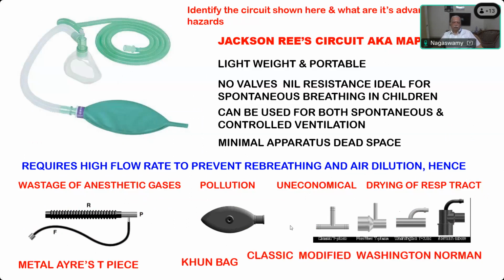Sometimes this can be given in the OSCE, so you should know classic, modified classic, Washington, and Norman. These are the 4 types of modifications of T pieces. Now name the parts of the laryngoscope which you are using commonly every day. There are markers here to show what are all the parts. You should be able to identify the parts of the laryngoscope.